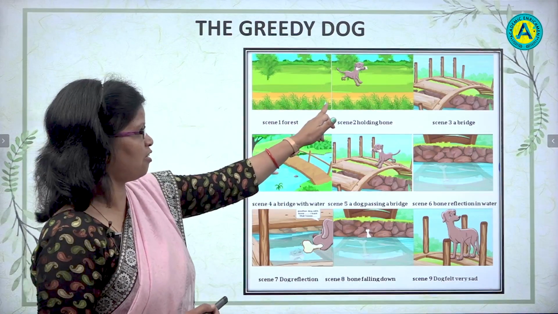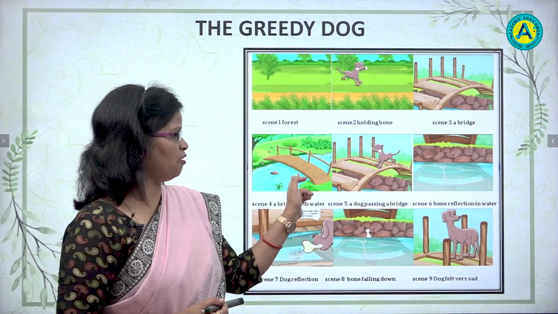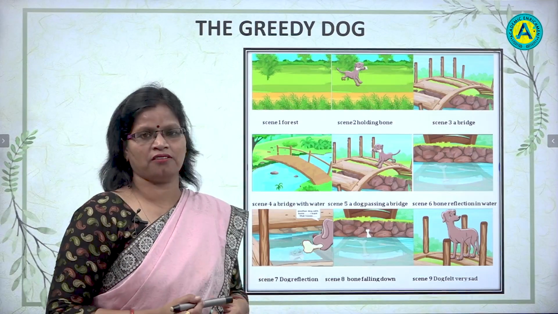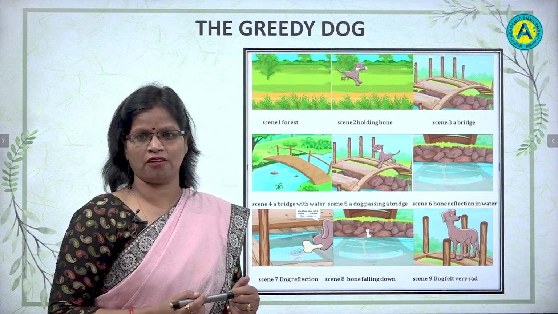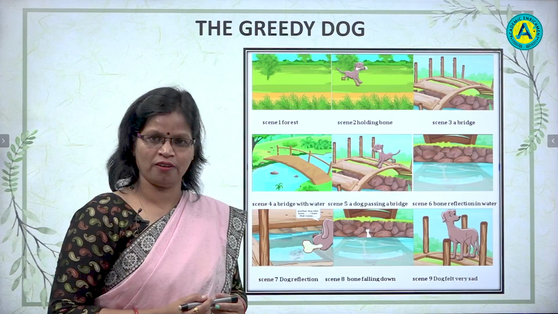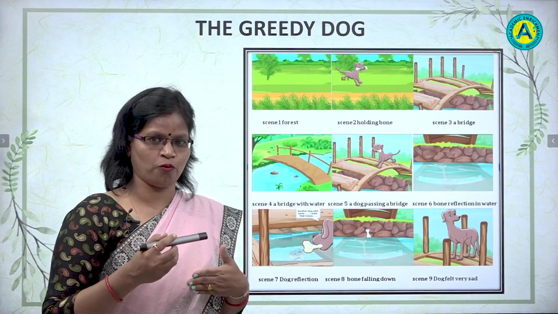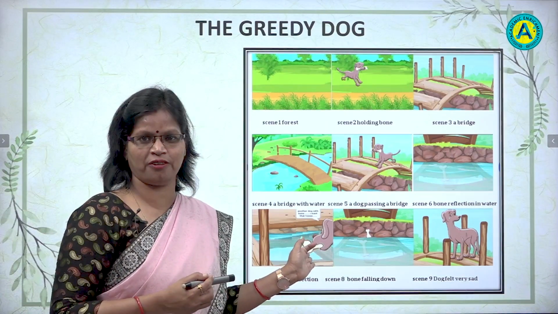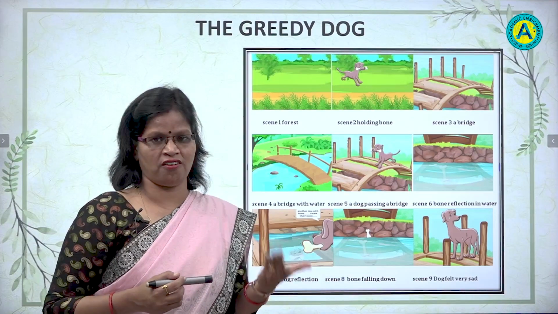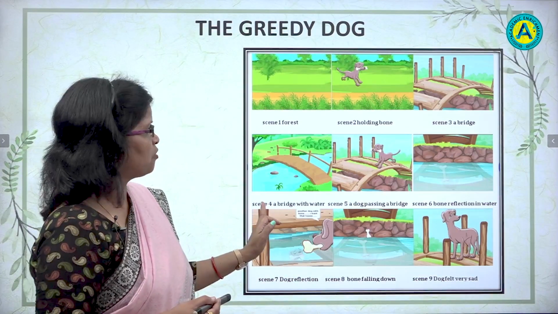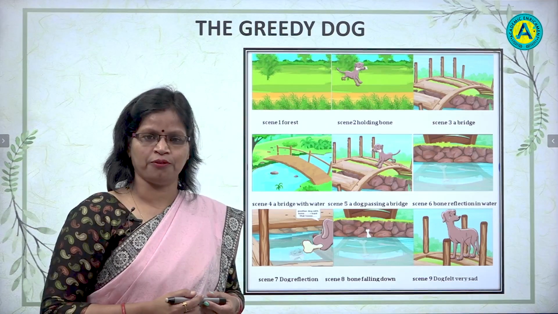Now see the picture. Here is the dog and here is the bridge and this is the stream. Okay? The dog looked into the water and saw his own image in the water. So the dog thought, there is another dog with a piece of bone in his mouth. The dog thought to eat that piece of bone too. So he started barking. As soon as the dog opened its mouth, the bone fell into the water. Okay, just see the image. The bone fell into the water. So the dog lost its own bone too. So why did this happen? Due to its greediness. So the moral of the story, we can say, is we should not be too greedy.